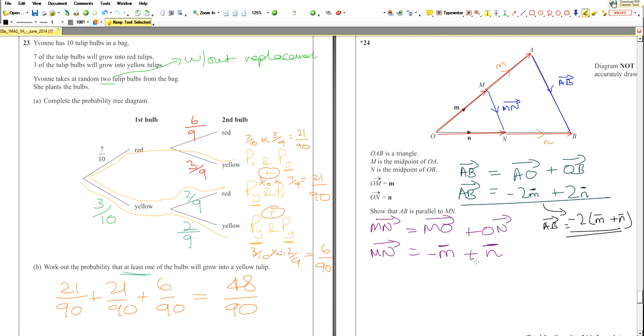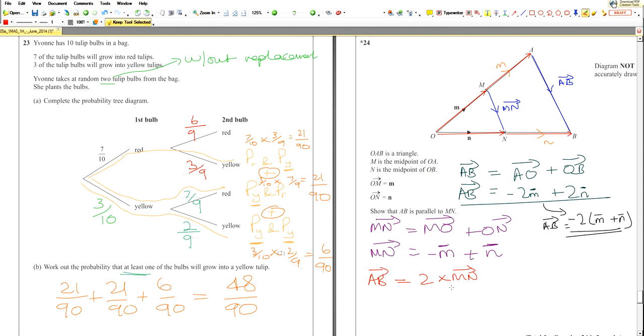So this one is double that one. Let's make a statement. Our statement is that the vector AB is double the vector M to N. So it's the same vector in a sense, but just twice the length. This is minus M, that's minus 2M. This is plus N, that's plus 2N. So this vector AB is literally double. It's in the same direction. It's parallel to it, but just double the length.